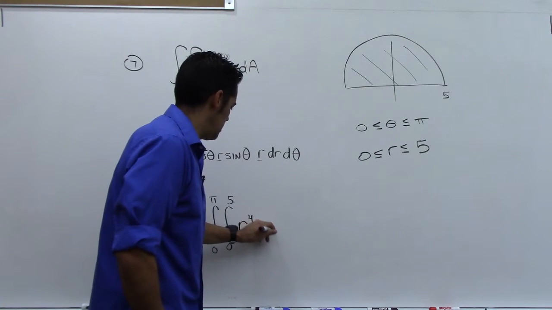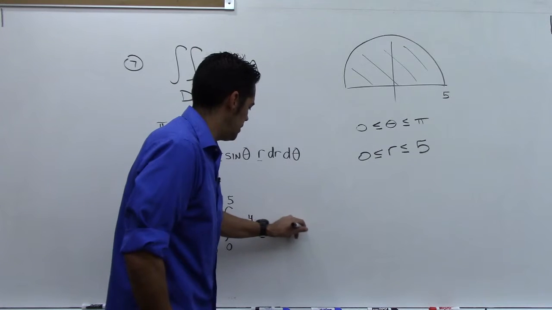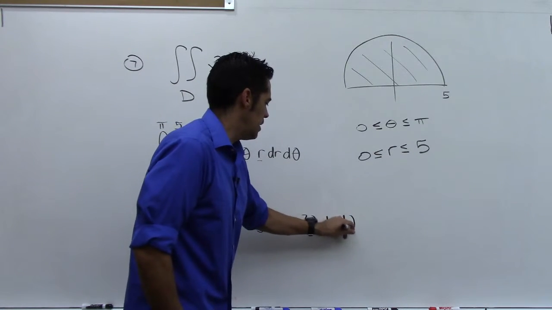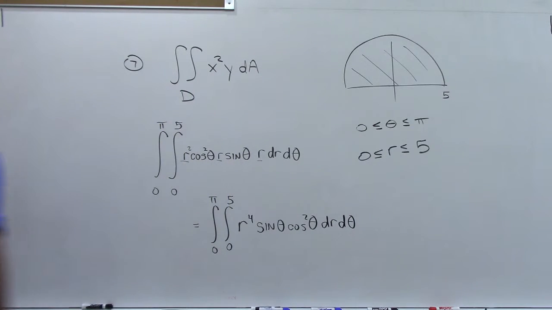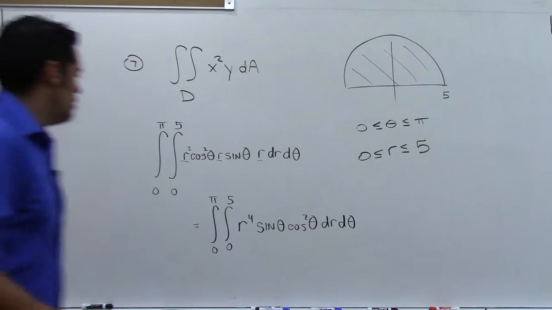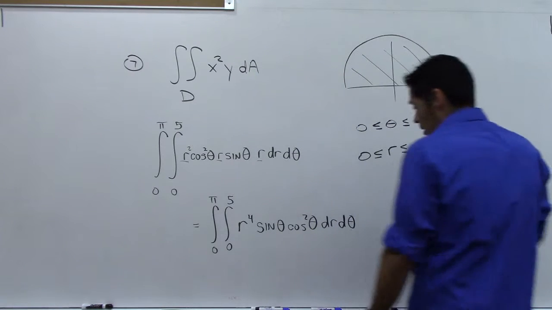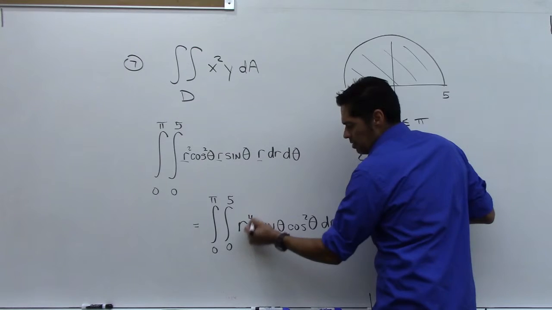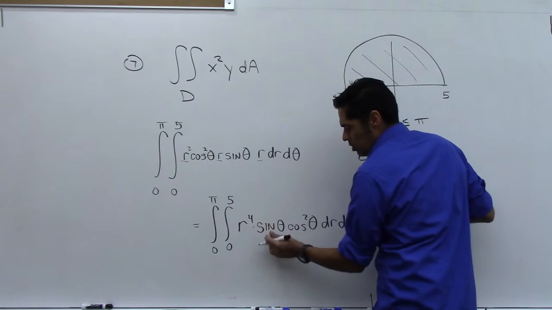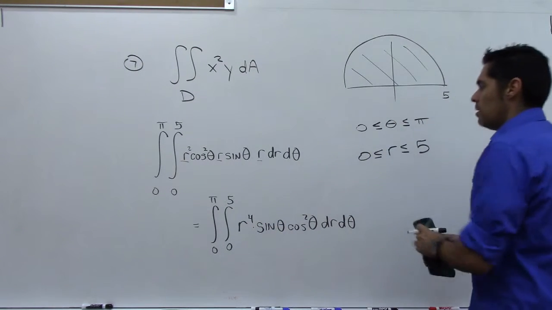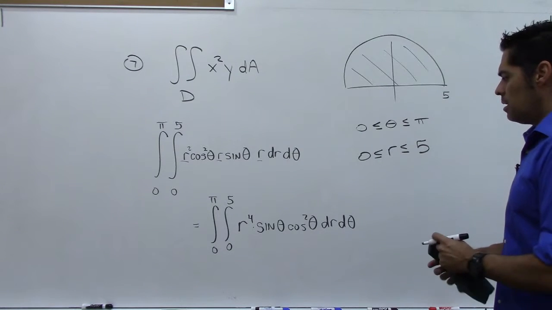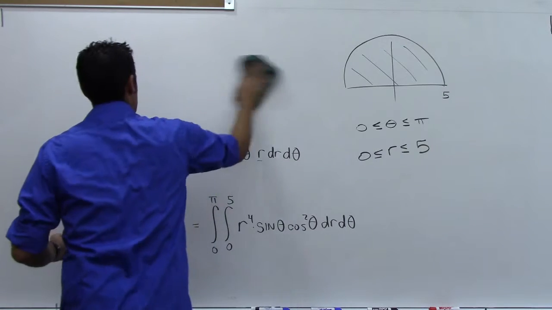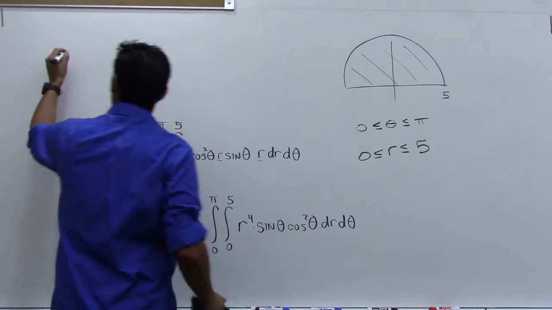I'll do sine theta, cosine squared theta, it doesn't matter what order I put those in. dr d theta, like that. And now I go about integrating this. Notice that I could split my integrand up because I have r's by themselves separated by multiplication, and then I have theta. So I could do two separate integrals, or I could just do the integration. Let me just do the integration without splitting. You get the same answer.